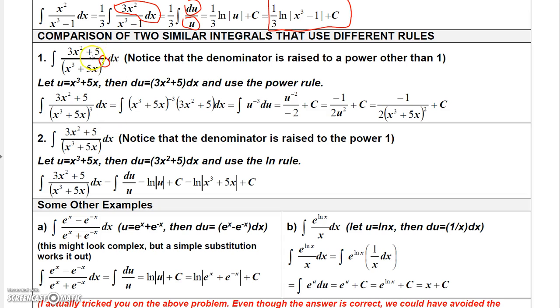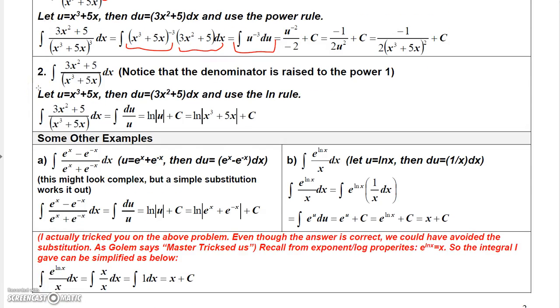Well, here I can rewrite this as x cubed plus 5x to the negative 3 power times 3x squared plus 5 dx. Well, you'll notice that 3x squared plus 5 dx, if u is x cubed plus 5x, then du is 3x squared plus 5 dx. So this can be solved simply using the power rule. So you can finish the rest of it there.